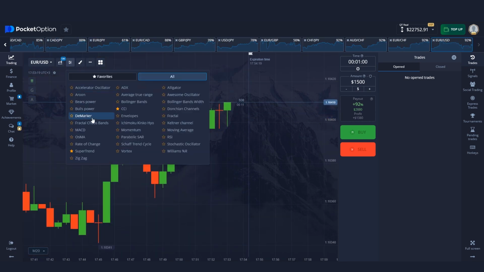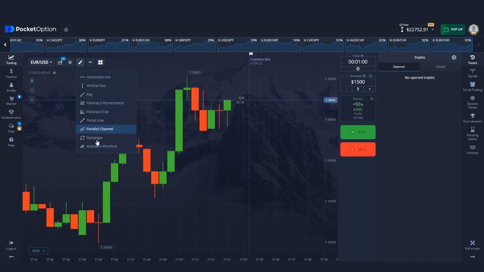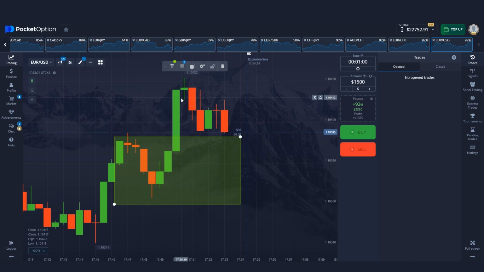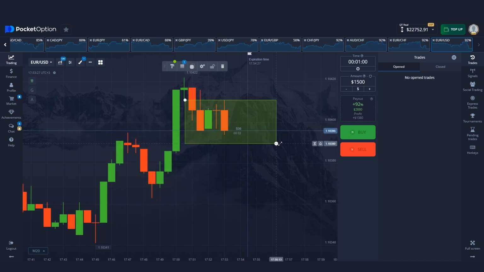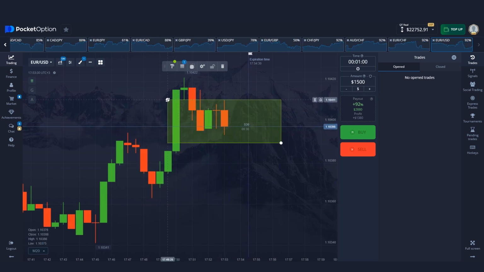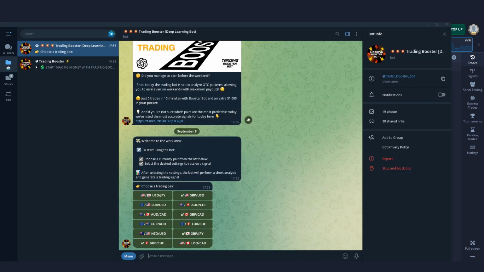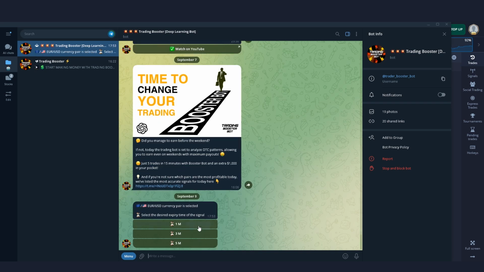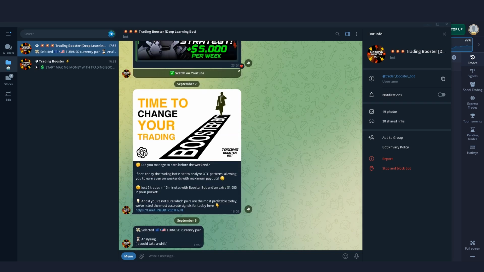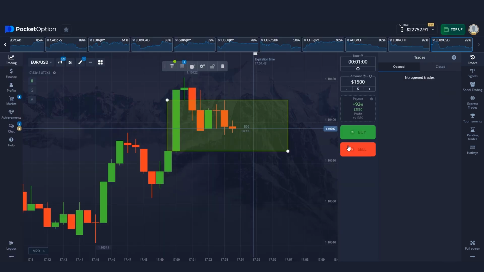Euro dollar has an imbalance that is not overlapped here, so I mark it. And now I have to ask the Booster Bot whether the price will break this imbalance or get a bounce from the 0.5 zone. I go to the Booster Bot, select Euro dollar, expiry time 1 minute. I get a sell signal, which means that now the price will break this imbalance.